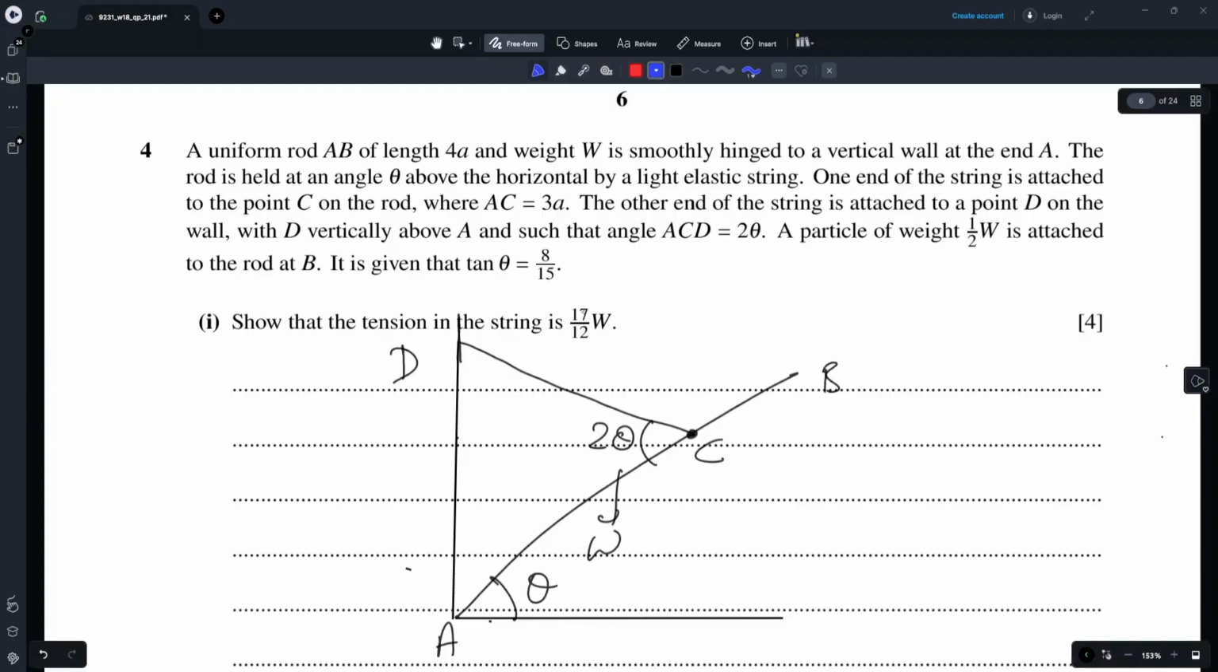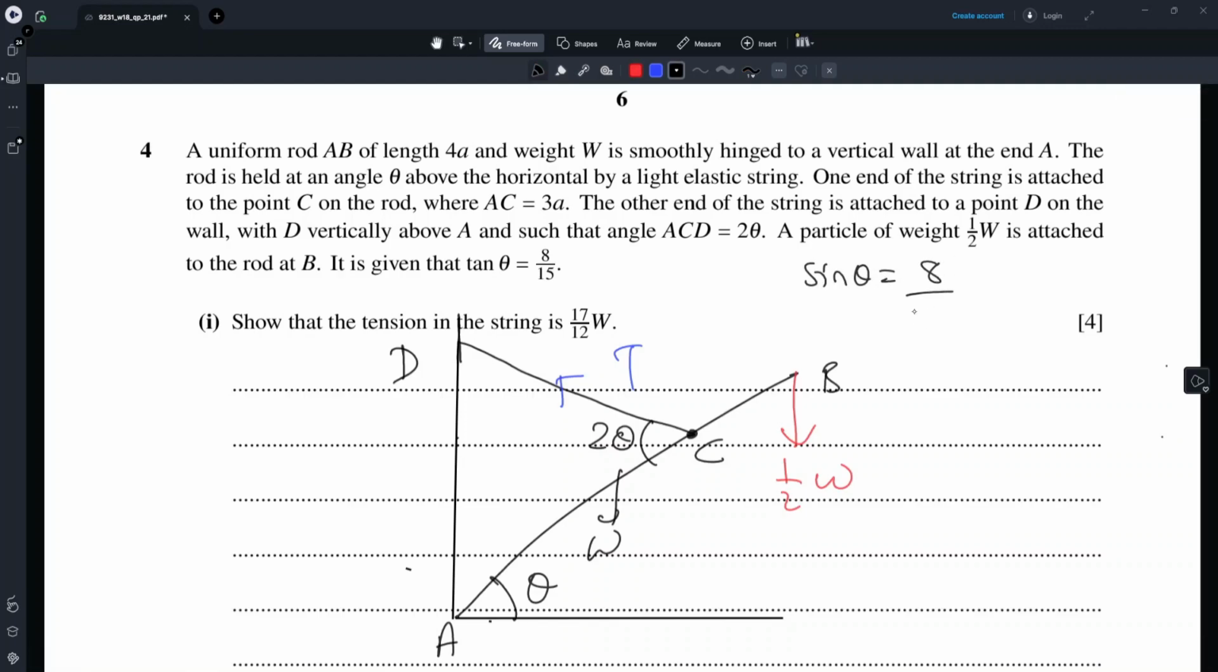If this is W, then in this direction there is tension T, and the other end of the string is attached to a point. Then a particle of weight half W is attached to the rod at P. It is given that tan theta equals 8 by 15, so sine theta equals 8 by 17 and cos theta equals 15 by 17, whenever we need it.